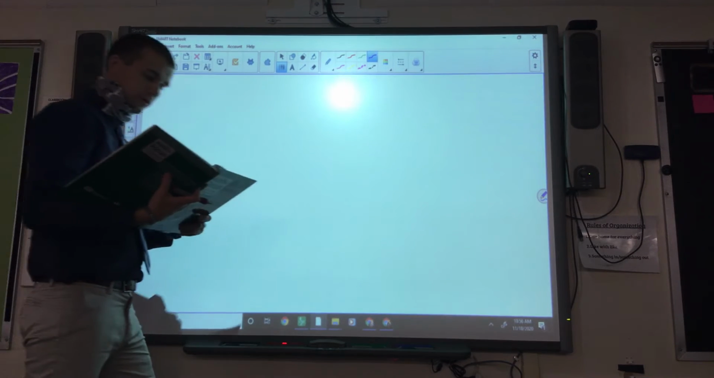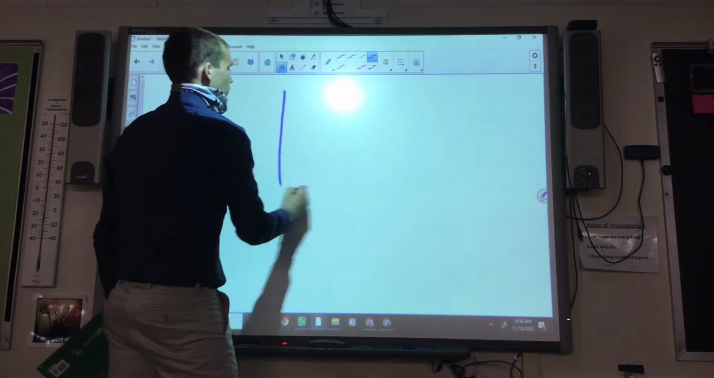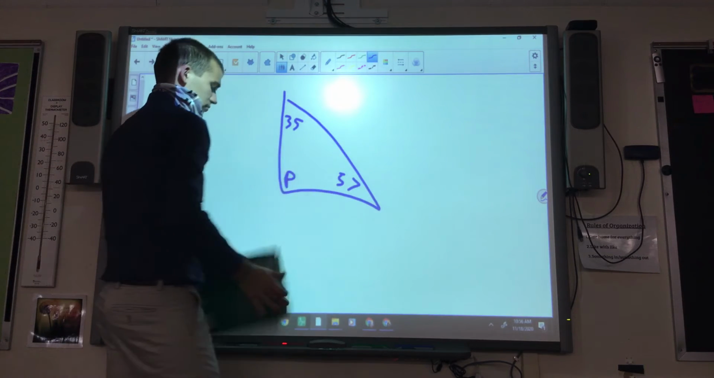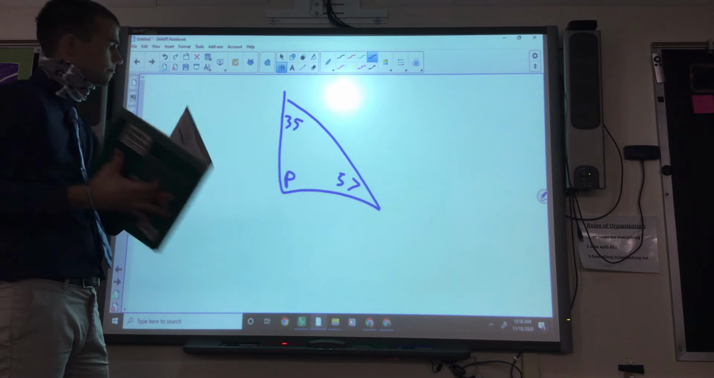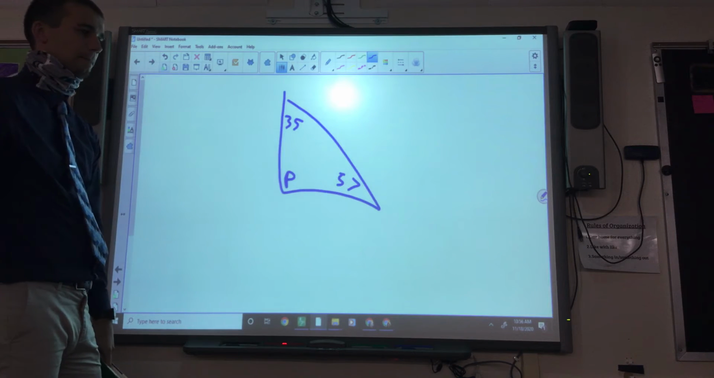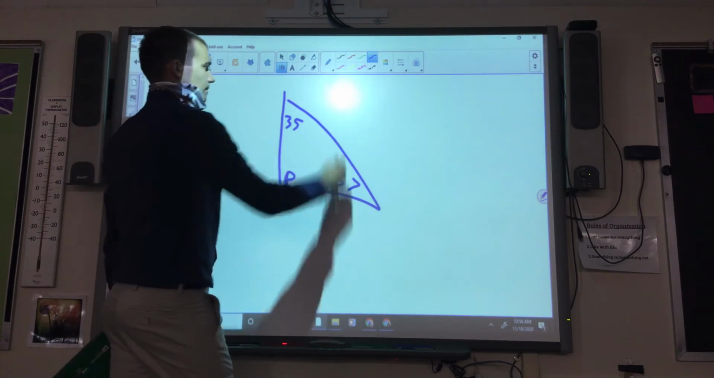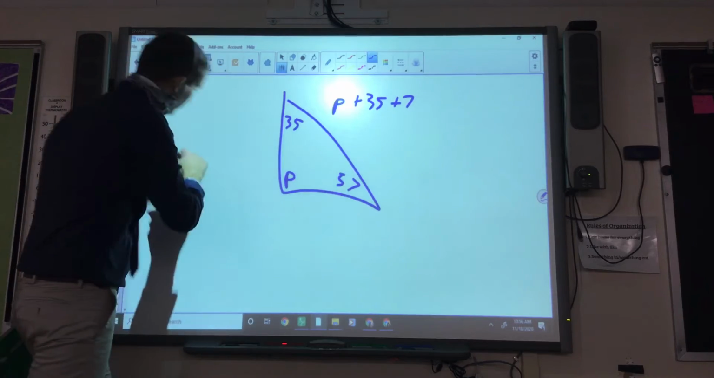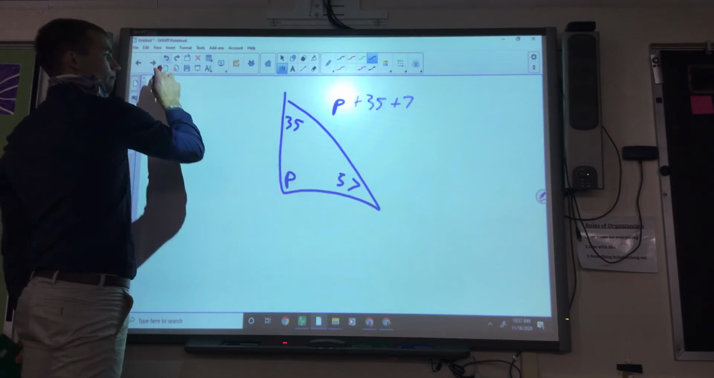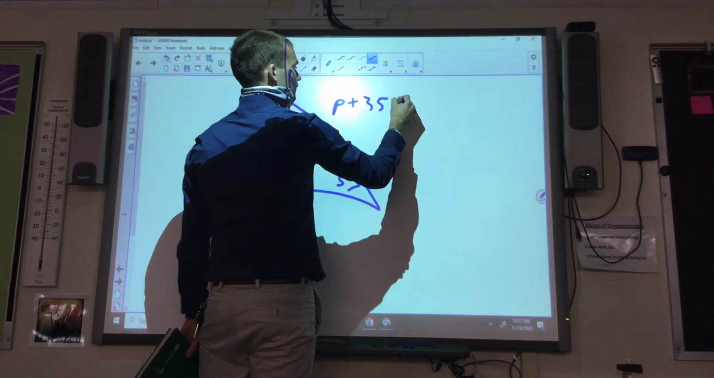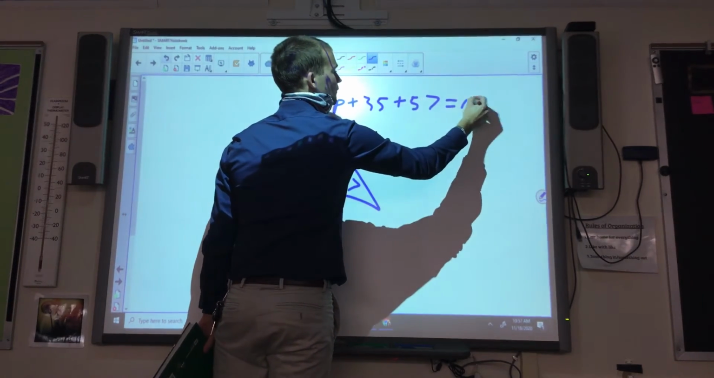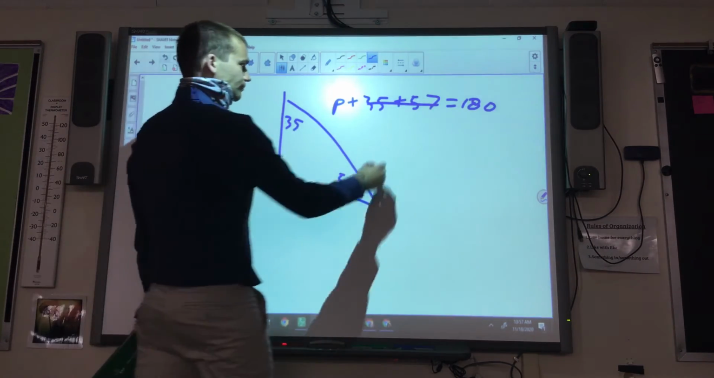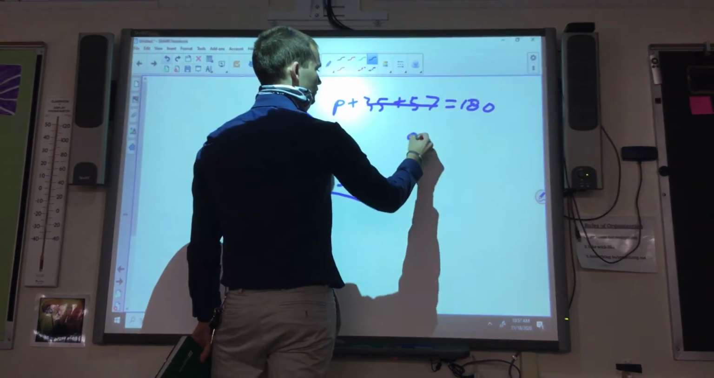Guided practice number 1. It's got 35, 57, and P. And P is the third one. Yeah, that one. So what are you gonna do? P plus 35 plus 57 equals 180. And 57 plus 35. Okay. What are these two together? 92. Yeah, 92.